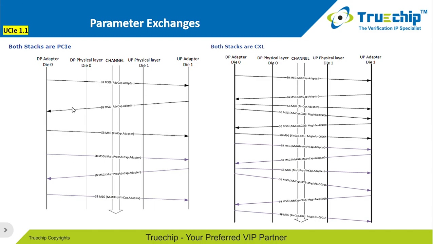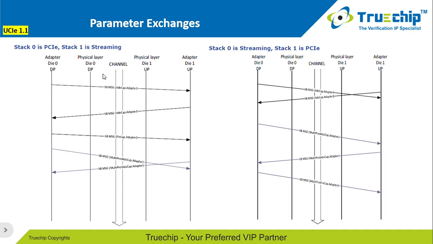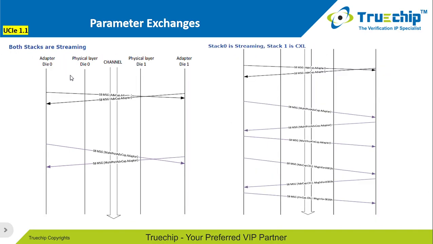So here are some scenarios for the parameter exchanges for different modes. When both stacks are PCIe, when both stacks are CXL, when stack 0 is PCIe and stack 1 is streaming, when stack 0 is streaming and stack 1 is PCIe, when both stacks are streaming, and when stack 0 is streaming and stack 1 is CXL, then these messages will be transmitted between the adapter layers of die 0 and die 1.